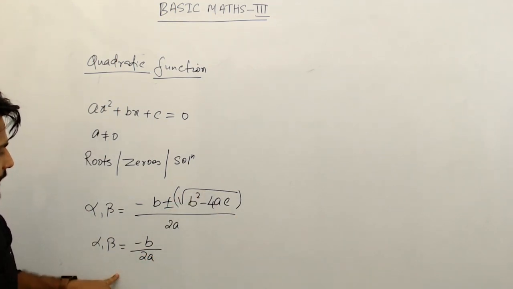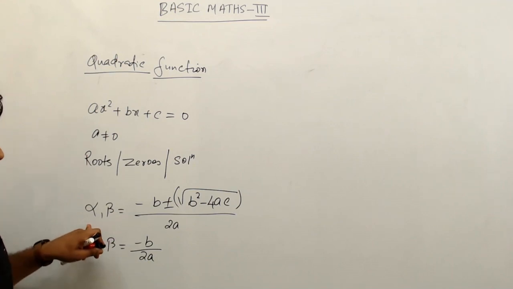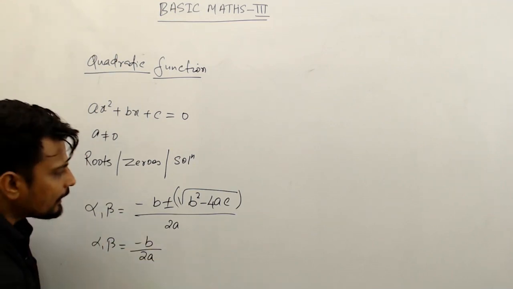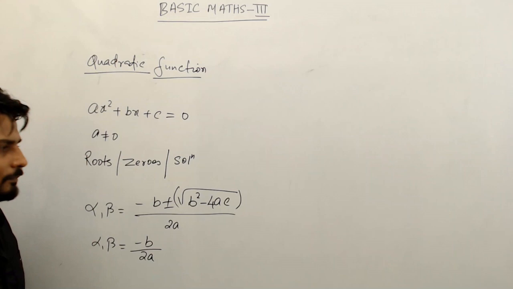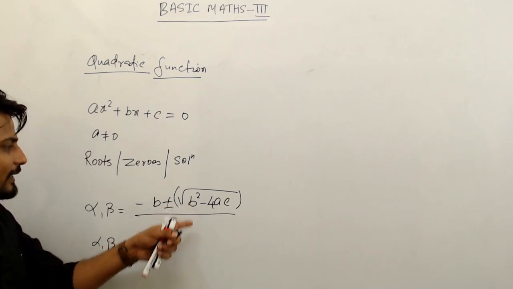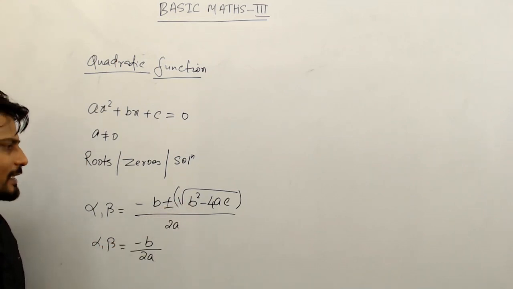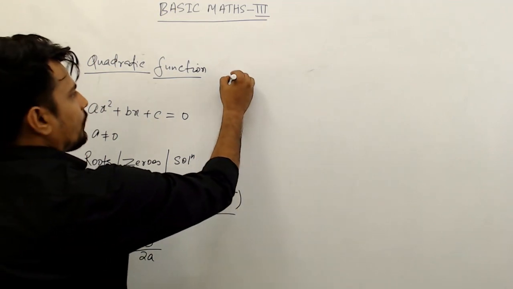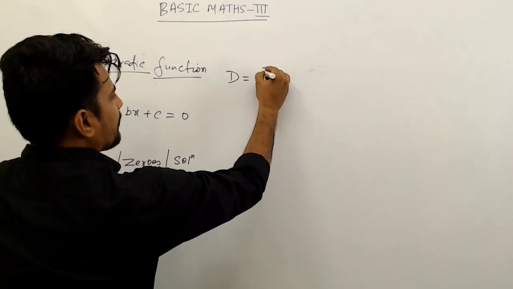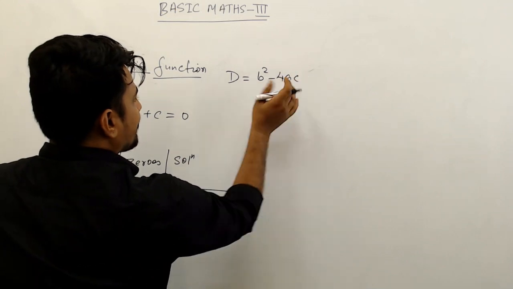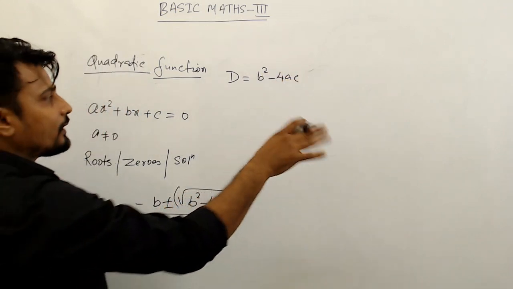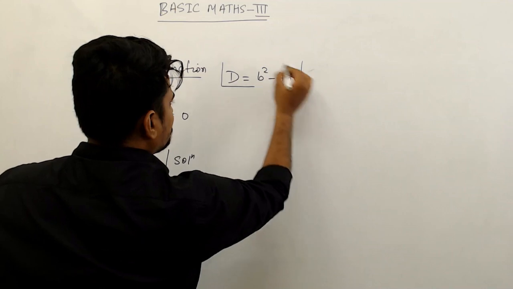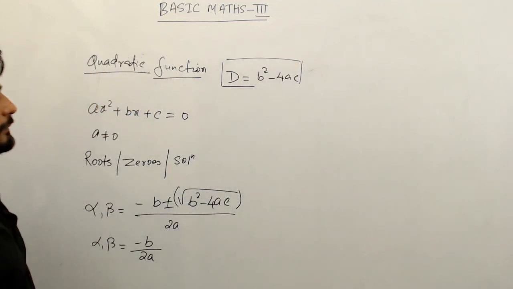So the whole reason why we have 2 values of alpha and beta, different values of alpha and beta, is the existence of this parameter. And that's the reason why we call this the discriminant, because it is creating the differences between the roots. So this is called discriminant, and this is given as b square minus 4ac. It has its own significance, guys, it has its own importance. You will get to know about it.